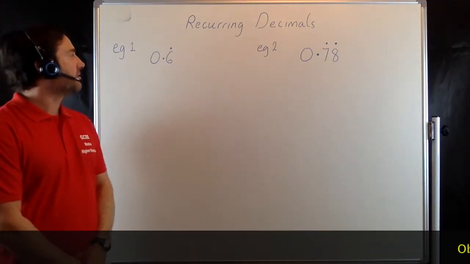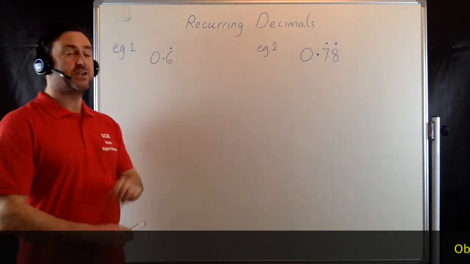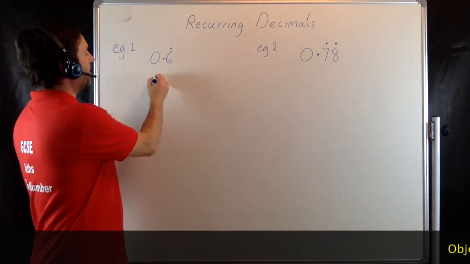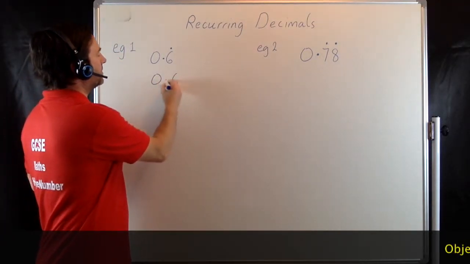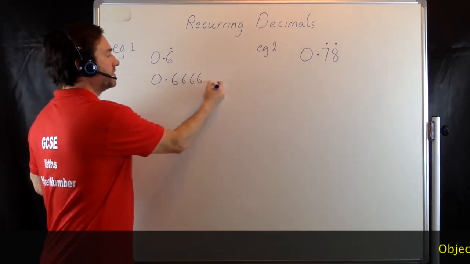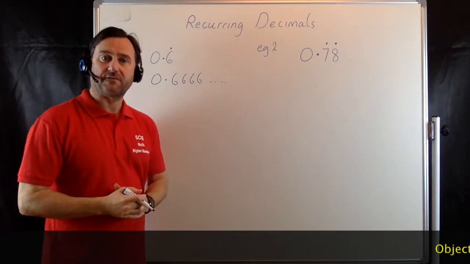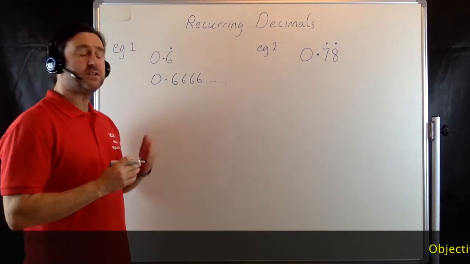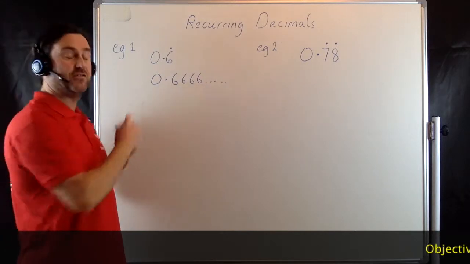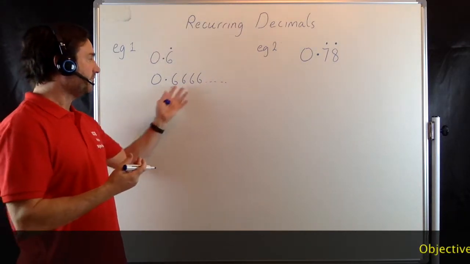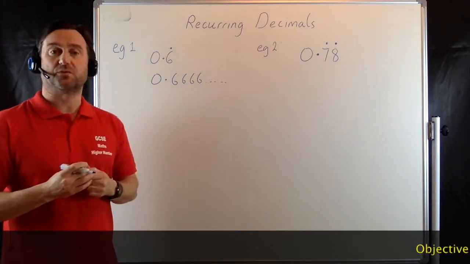If we have a look at this, we've got 0.6 recurring here. Now 0.6 recurring we need to remember is the same as 0.666 with this number going on forever. That's what recurring means. Now what we're going to do is a fairly simple method to be able to turn a recurring decimal into a fraction. It involves us setting up this number and letting it be equal to x.